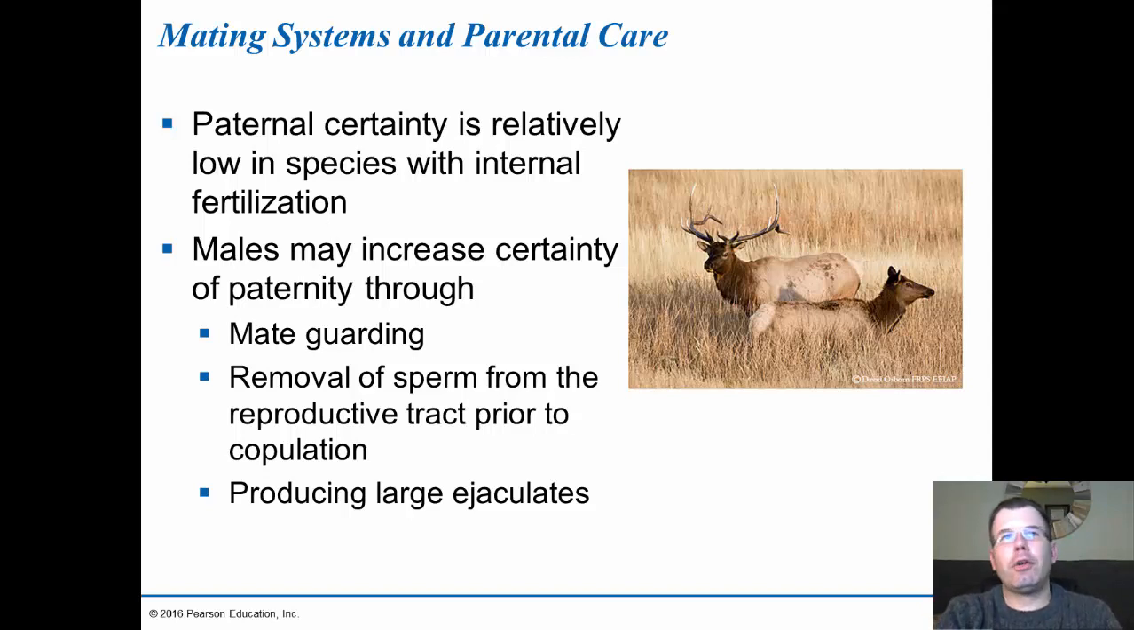But males can increase their certainty of paternity by mate guarding. So again, we see this in human relationships as well as in other animal relationships, where the male will guard the female once he's inseminated her, and will stay around the female not only to protect her and the offspring, but also to prevent any other reproduction going on at that time. So we see that happen.